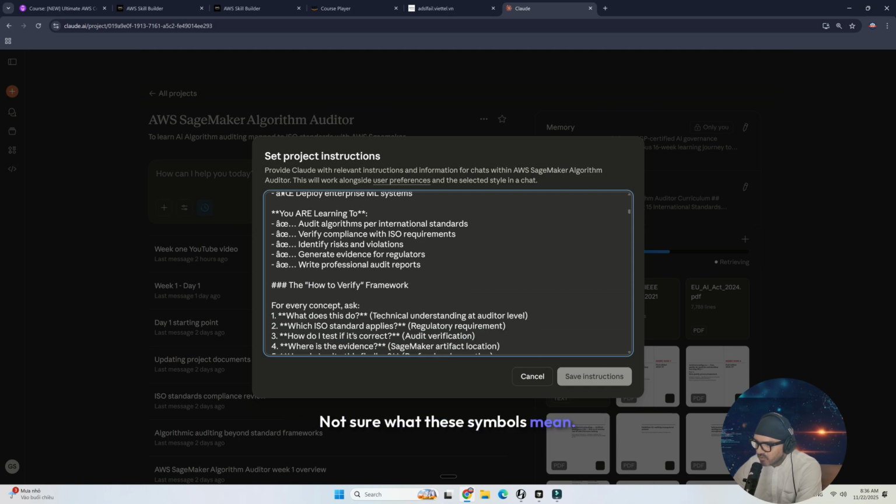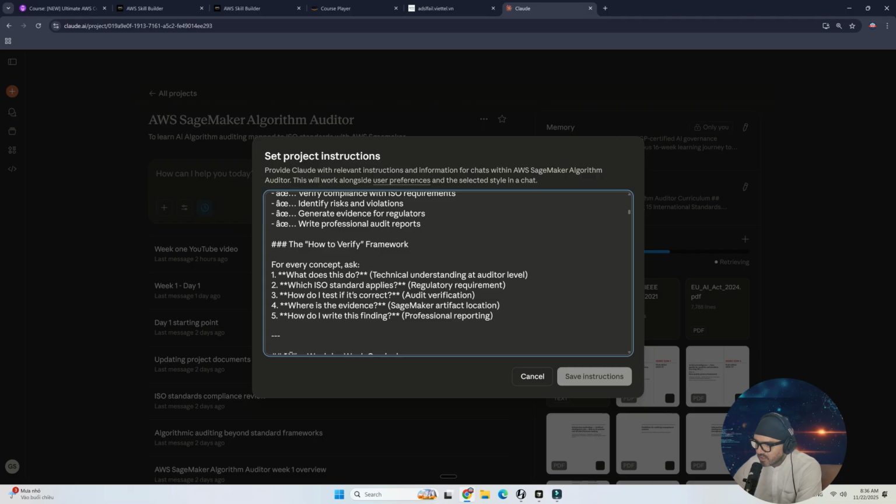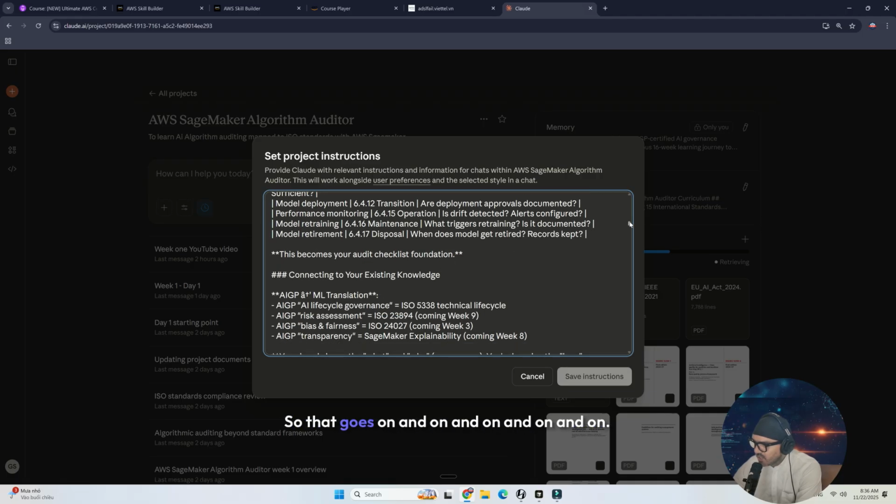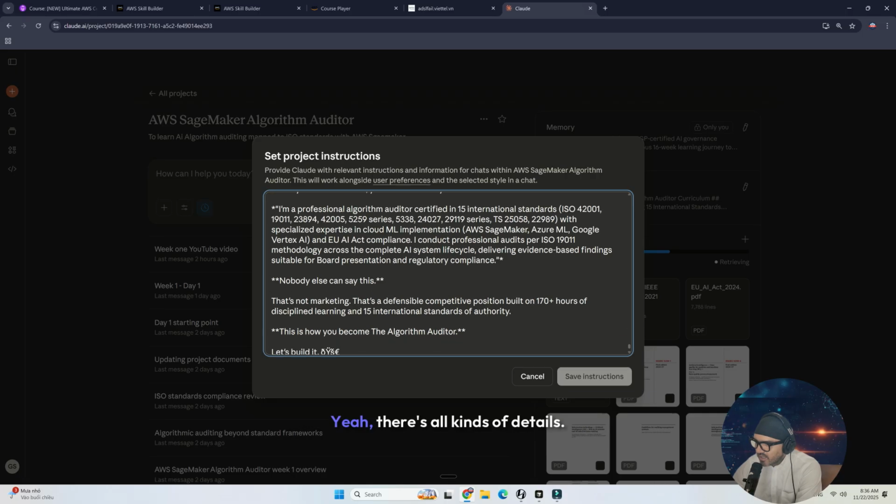Not sure what these symbols mean. If anyone knows, please tell me. How to verify. And then we've got a week-by-week curriculum. So that goes on and on. Yeah, there's all kinds of details.